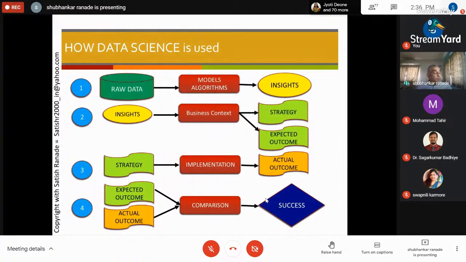Now we have seen, and I just want to recap this particular slide because the immediate next example has a direct connection with the use case that I'm going to talk about. So we saw this slide. Just recap: take raw data, use models or algorithms to get insights, apply business context to insights, build a strategy with the expected outcome, implement the strategy to see actual outcome, and then compare whether it is successful or not.